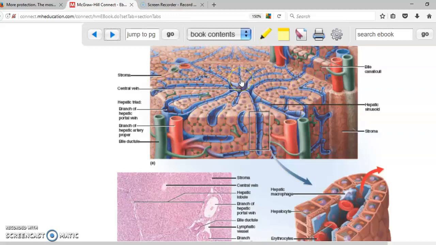This is a hepatic lobule. You have a vein in the middle, the central vein. And in the corners, you're going to have a hepatic triad. Why is it called a hepatic triad? Because this is the liver, hepatic triad, because you have 3 tubes: the vein, the artery, and this one is going to be the bile duct.